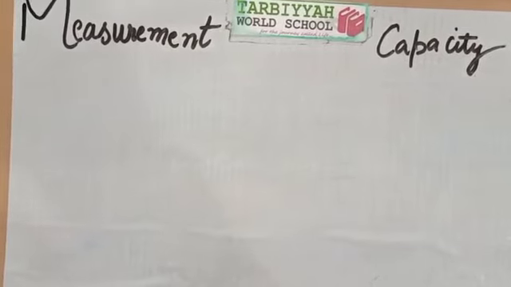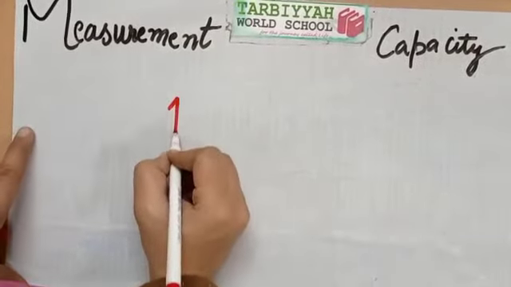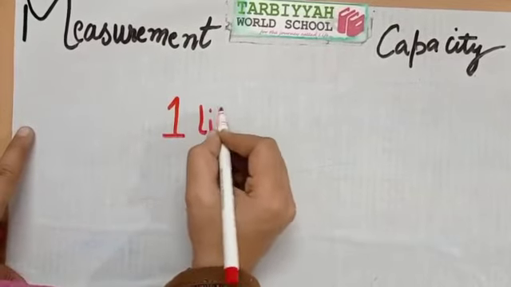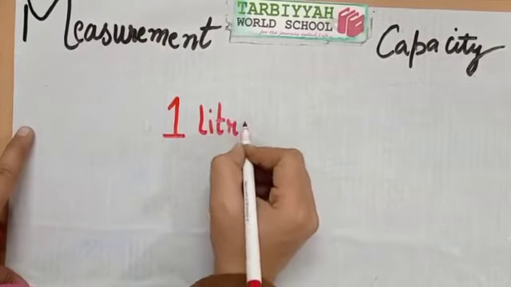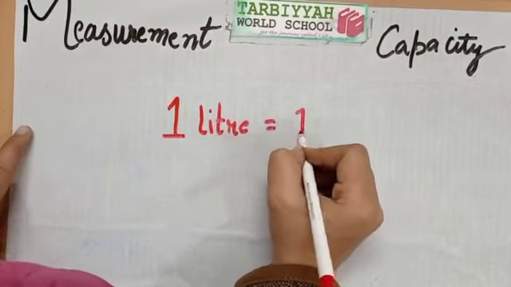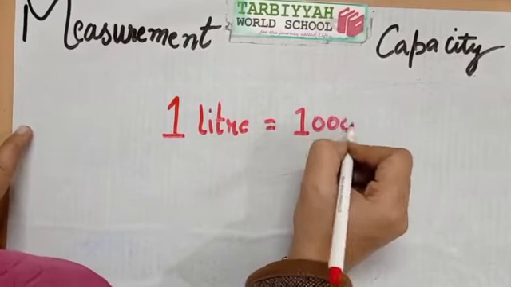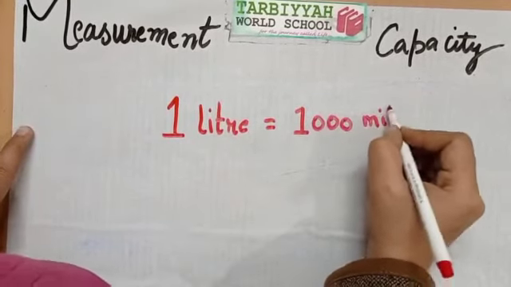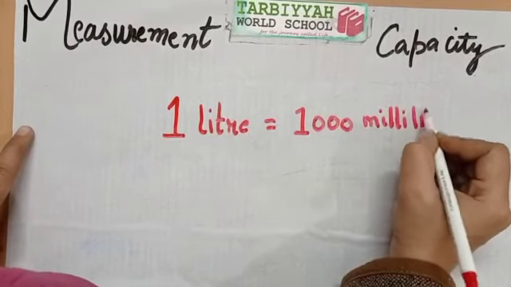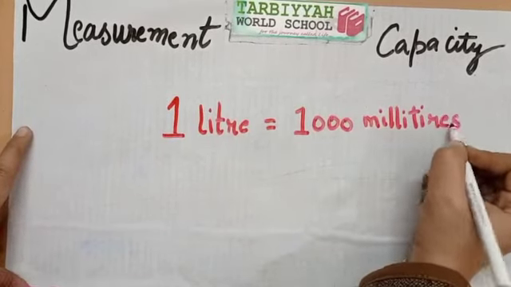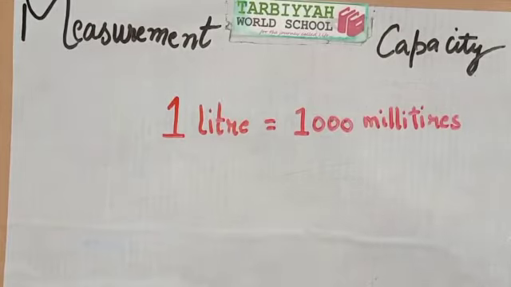So see, in 1 liter, there are 1000 milliliters. Okay, in 1 liter there are 1000 milliliters.